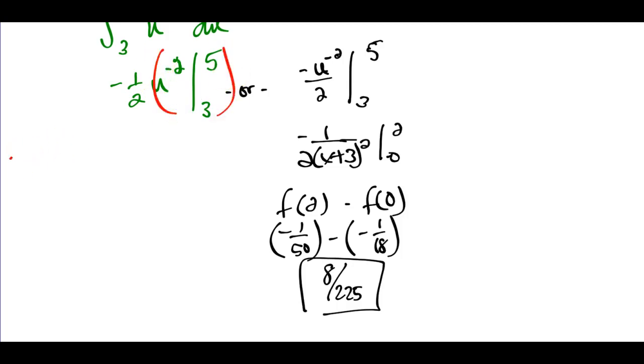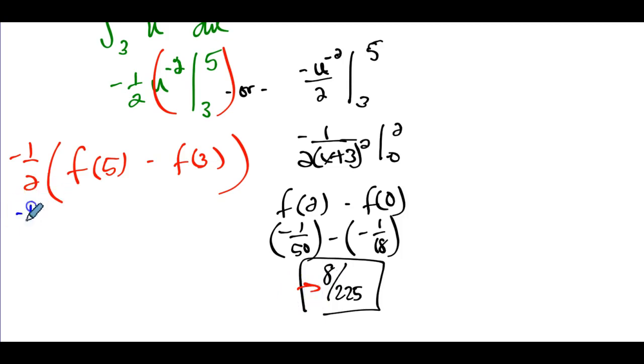Let's see, I'll just keep that negative 1/2 out there and then try the f of 5 minus f of 3, and then I'll pray to the good Lord that I get the same answer. Just to show you that 90% of the time this is going to be a little bit easier. So this is 5 to the negative second, which is 1/25, minus 3 to the negative second. Well, 3 to the negative second is 1 over 3 squared, or 1/9.